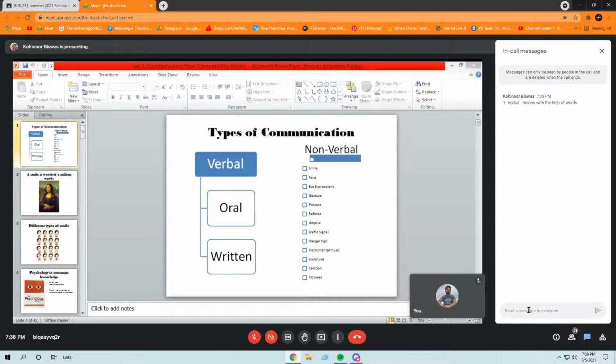Look at the chat box. I am repeating again what is in the chat box. You should write it down exactly in your class lecture copy. Communication has two types: verbal and non-verbal. Verbal means with the help of words. So we speak. Oral language is part of it. Written language is part of it.